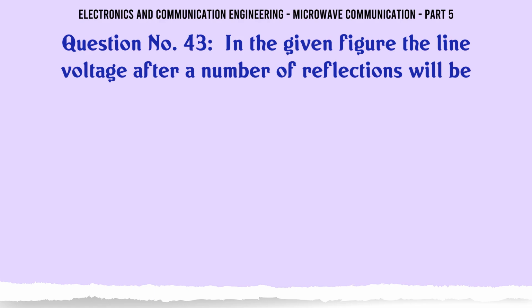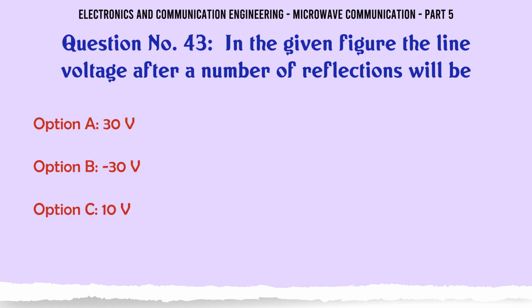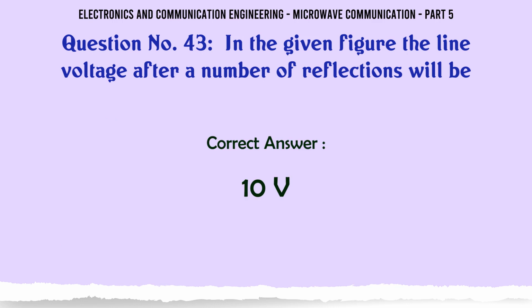In the given figure, the line voltage after a number of reflections will be A. 30V, B. 30V, C. 10V, D. 10V. The correct answer is 10V.